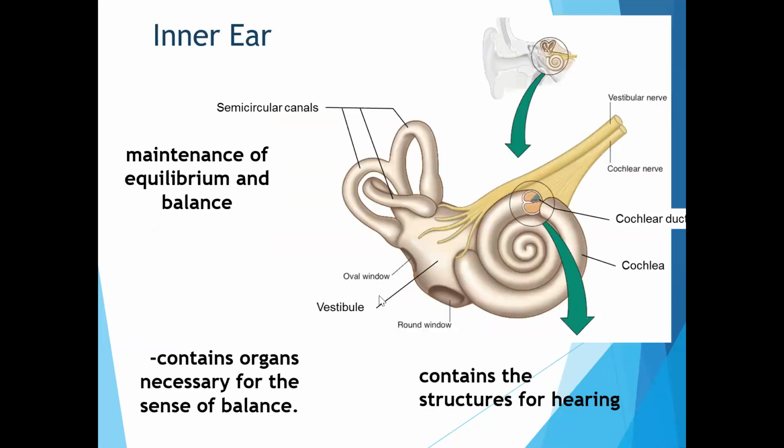So the inner ear itself plays a role in hearing, but it also plays a role in balance and equilibrium. Our semicircular canals have a role in balance. And then our cochlear nerve is all hearing. The vestibular nerve is your balance one. So we'll go into these structures just a little bit more in depth.